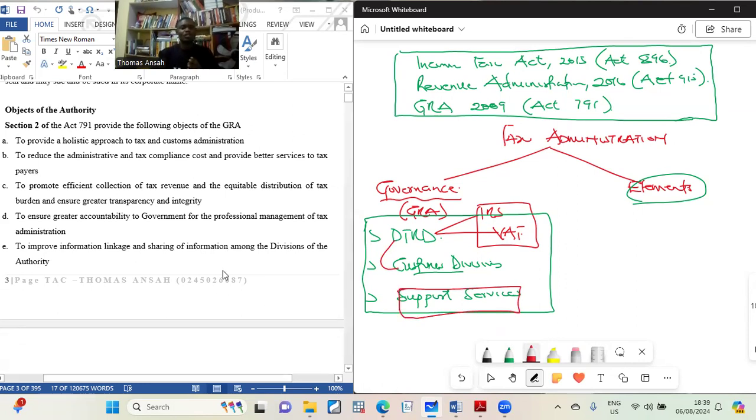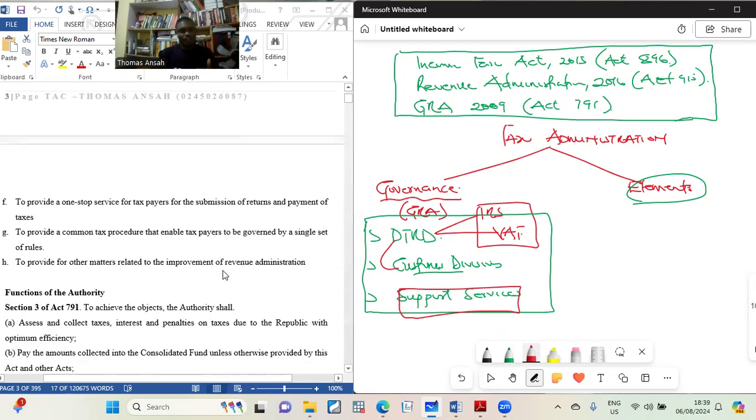So those are the objects of GRA. I mean, to provide a one-stop service, a common procedure to enable people to be governed by one set of tax rules. These are things you can come out with off the top of your head and just mention them. Of course, hardly do you get an exam question in this area, but just in case it comes, that is what you need to do.